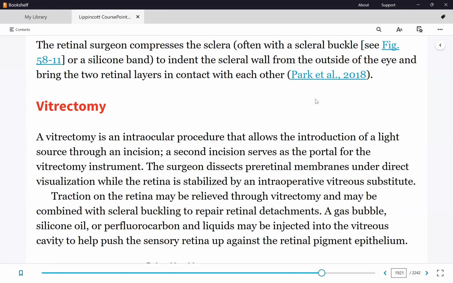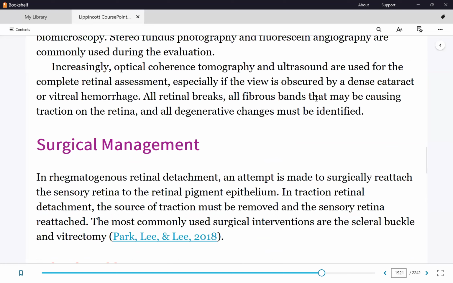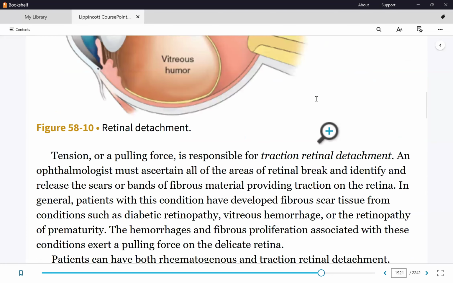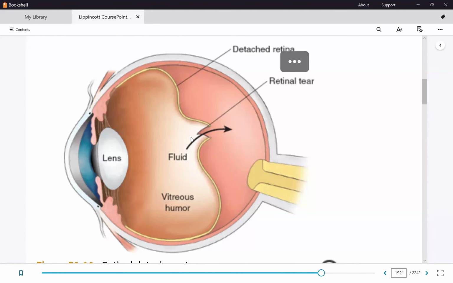So let's go back to the tear picture. Here. So if the patient receives that gas or silicone bubble injection, the doctor will put a needle through here and then inject a gas bubble inside or a silicone oil. What will it do once it rises? It's going to push this tear back against the eyeball.